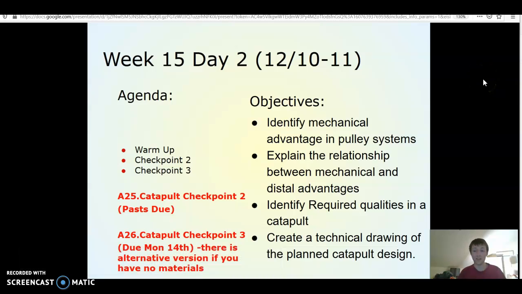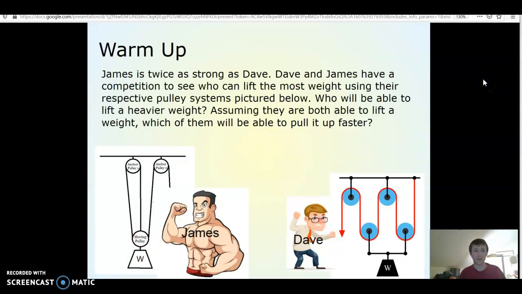That's going to be covered in our warm-up, which was the following question. James is twice as strong as Dave. Dave and James have a competition to see who can lift the most weight using their respective pulley systems on the left and the right. Who will be able to lift the heavier weight? And assuming they're both able to actually get their weight off the ground, which of them will be able to pull it up faster? So there's a lot to unpack here.